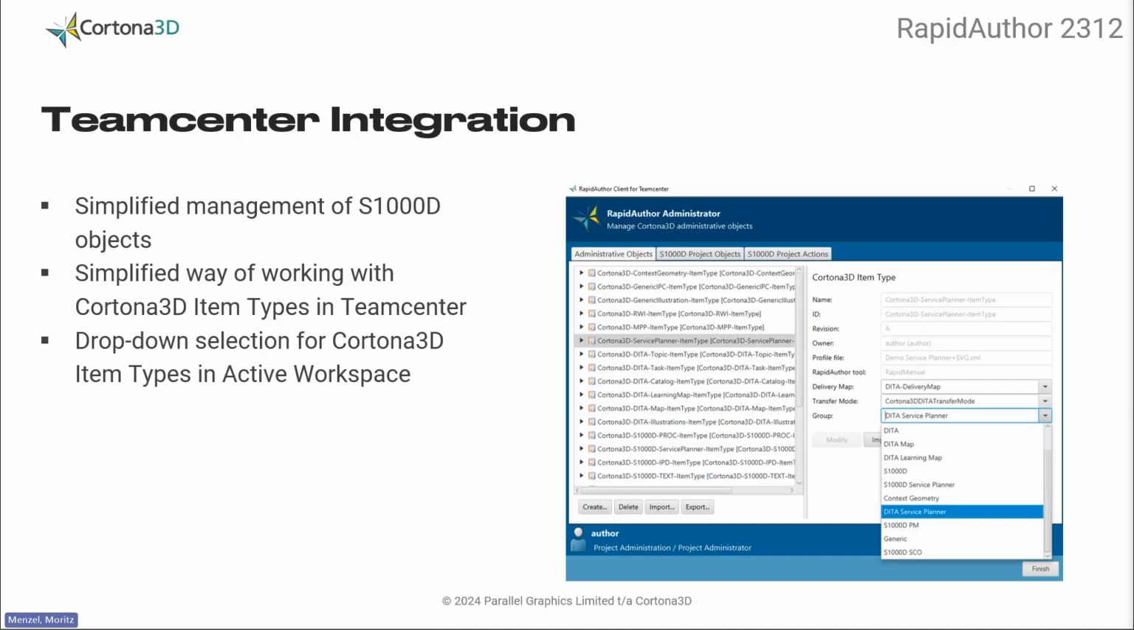The drop-down selection of item types has been limited significantly to only show you the relevant ones. You can configure this with a new property called Group. You can define when you create the item type object. And we have also added the much-awaited drop-down selection list for item types when creating Cortona3D items in Active Workspace. Likewise, groups apply here too.